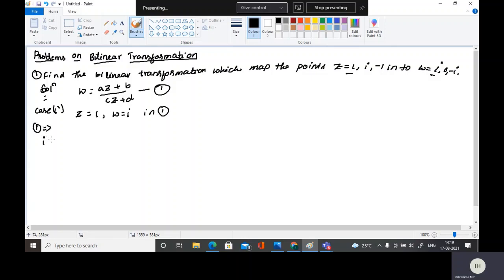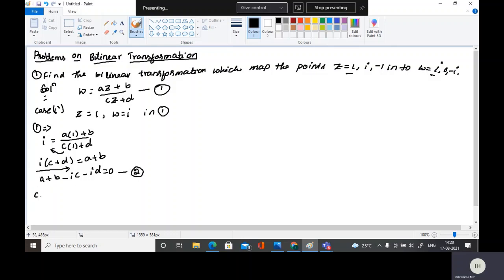Equation 1 becomes w is i is equal to a into z, z is 1, plus b divided by c into z, z is 1, plus d. Now cross multiply, we get i into c plus d is equal to a plus b. Multiply by i and take these two terms to the RHS. So we obtain a plus b minus i into c minus i into d is equal to 0. Call it equation number 2.